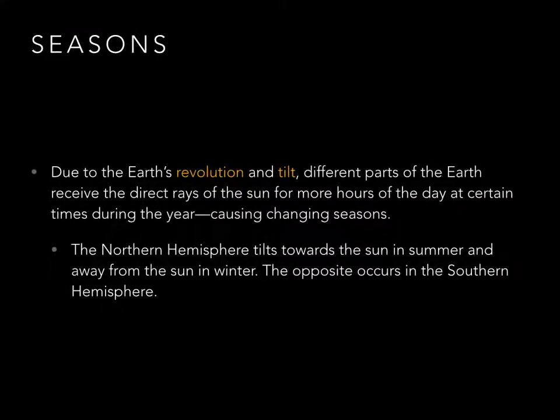Earth-Sun relationship. Seasons. Due to the Earth's revolution and tilt, different parts of the Earth receive the direct rays of the sun for more hours of the day at certain times during the year. The tilt in particular causes the changing seasons. The northern hemisphere tilts towards the sun in summer and away from the sun in winter. The opposite occurs in the southern hemisphere.